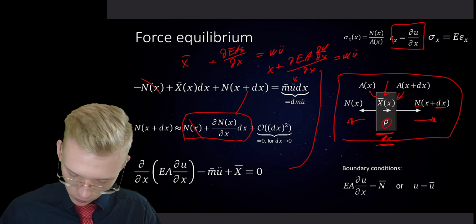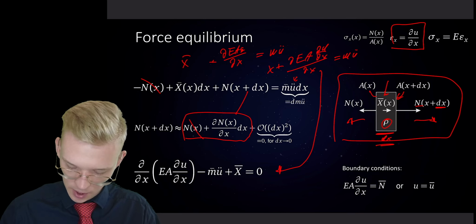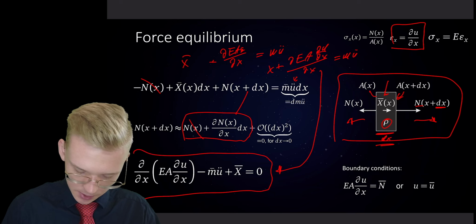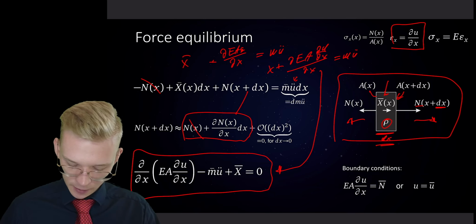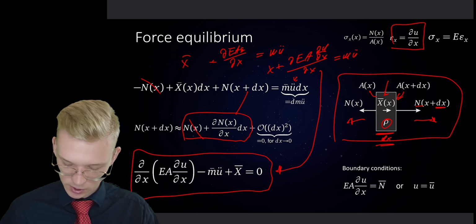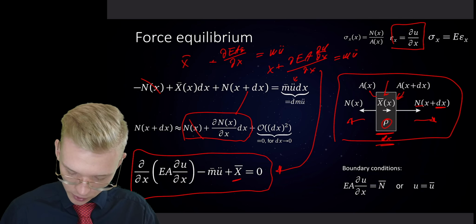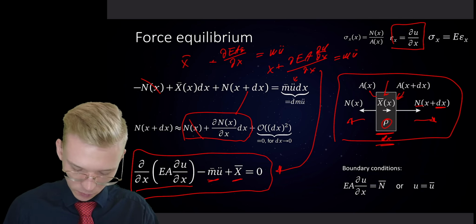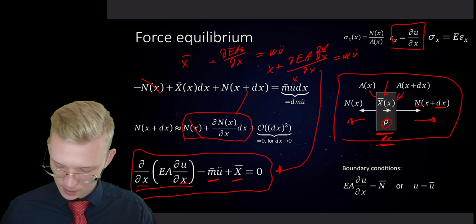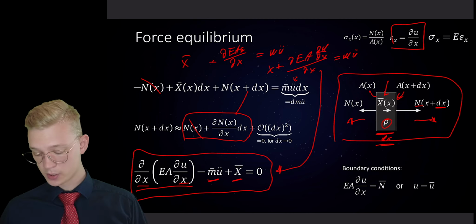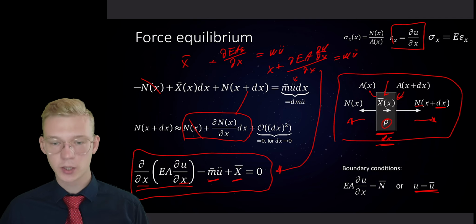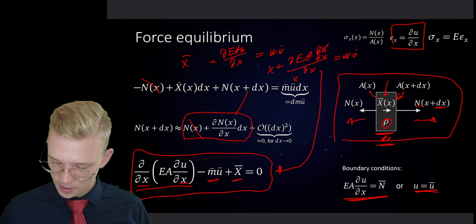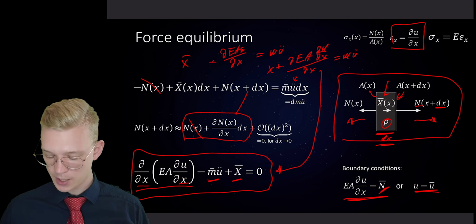And what we are left with, if we insert everything we know about the strains and stresses, is this differential equation. Here we just have our forces, our accelerations, and our derivative in space with x and x. And now we can propose boundary conditions. So at some point we have a given displacement, or at some point we have a given force.